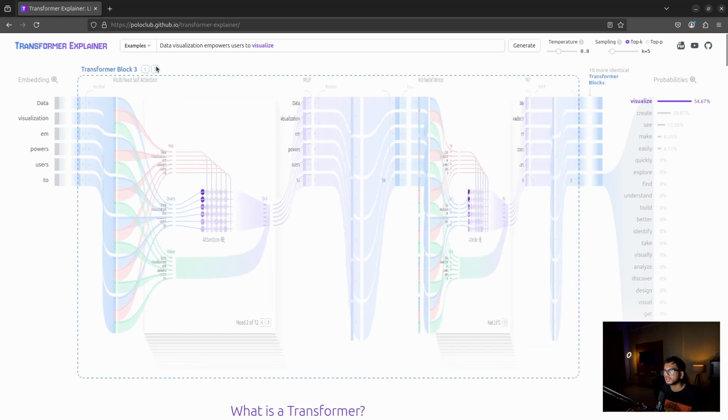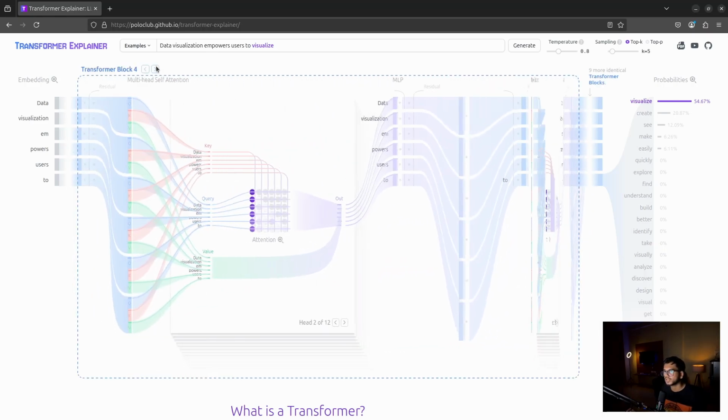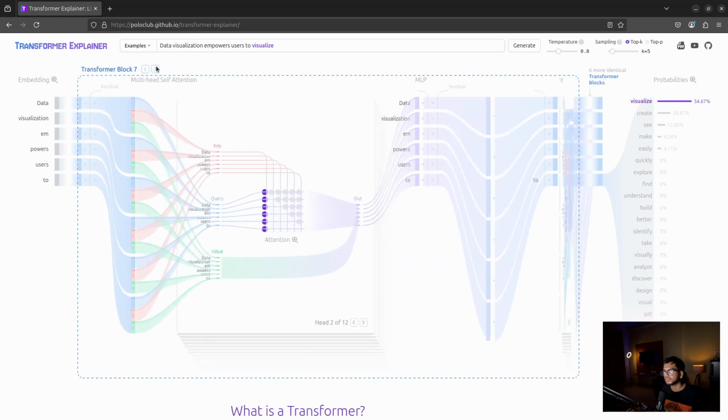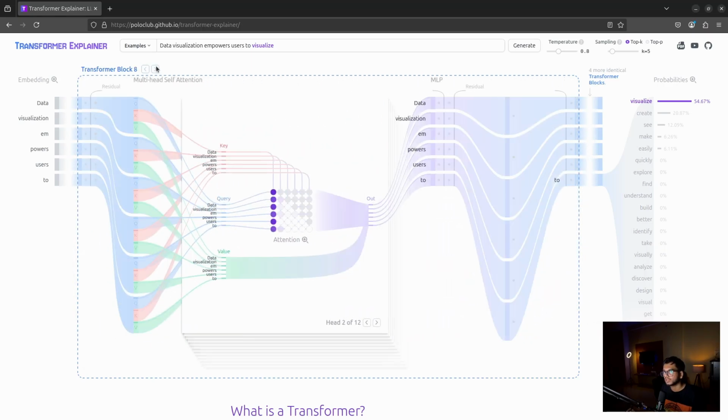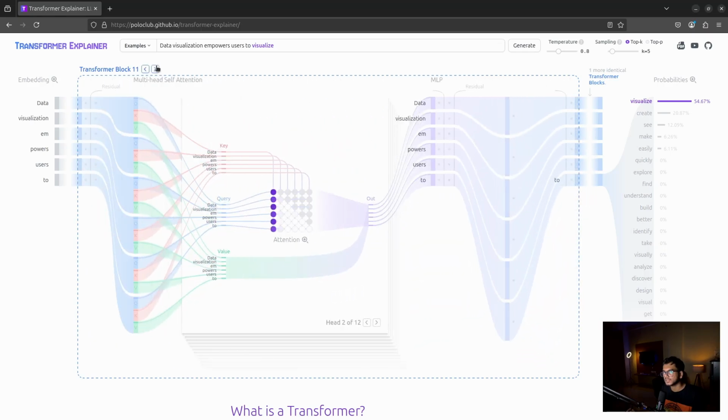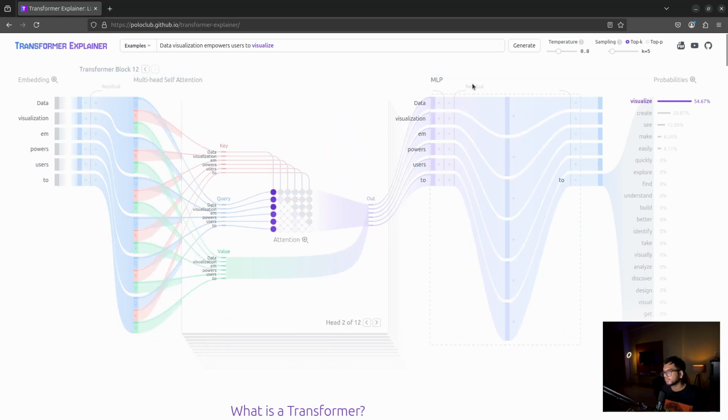If you click, this third block is there, fourth block, fifth block, and so on. It will go till the 12th block, and we'll see what happens after the 12th block. So this is the 12th block, the last block. As you can see, all the layers are the same.